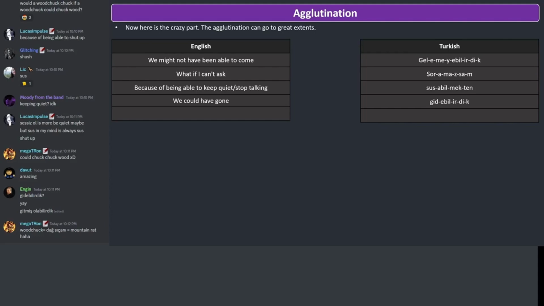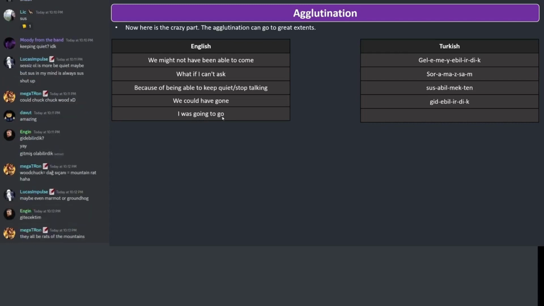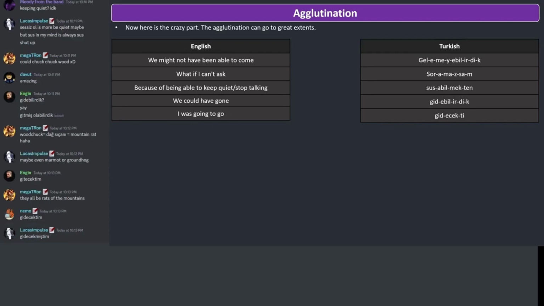Irdik, or this one. I was going to go. So 1, 2, 3, 4, 5. 5 words in English. How will we say it in Turkish? How many suffixes would we need? You can type it without spoilers. Don't bother yourself. Yes. Gidecektim.